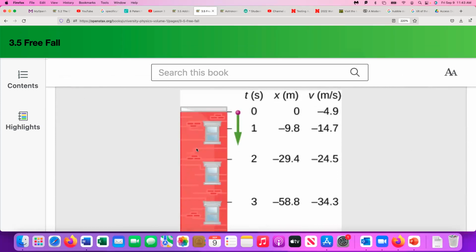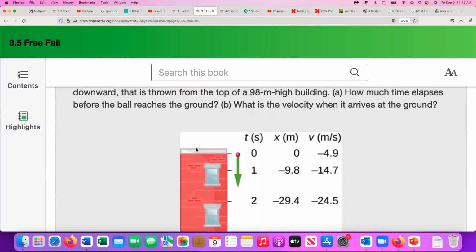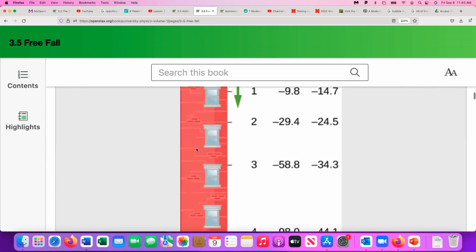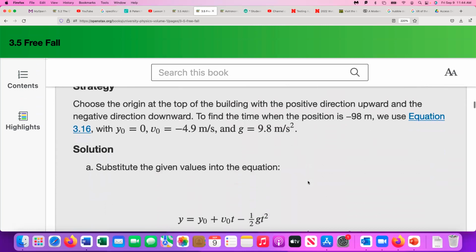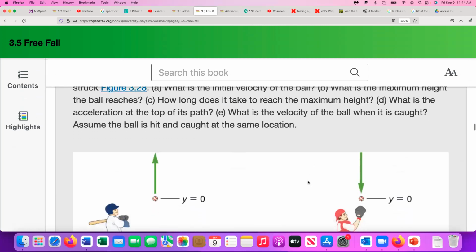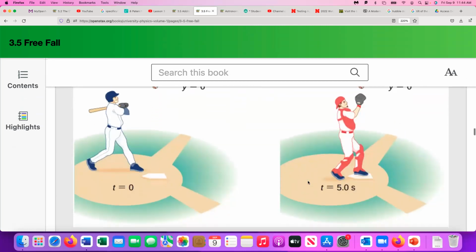If they have a ball, they're going to drop it off a building, and they're going to calculate the different velocities at different times and the different distances it's traveled, but you're just using these equations again. At different times, you're plugging in different values for your initial velocity, your final velocity, your initial position, whatever information they give you, and you're going to use that to calculate other pieces of information. Totally straightforward, simple.